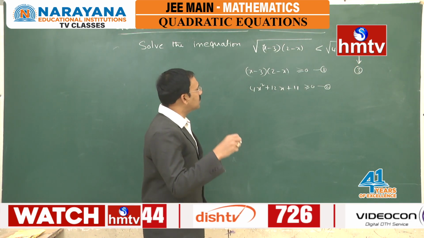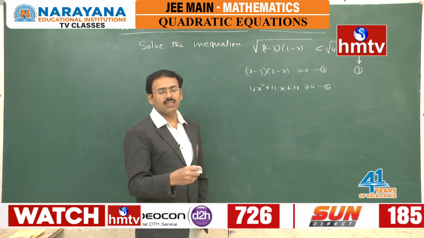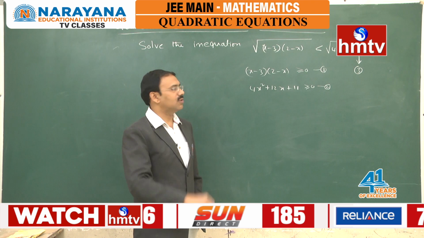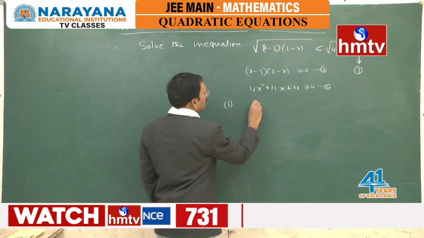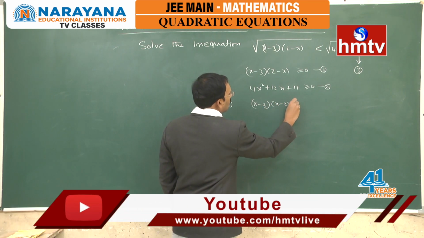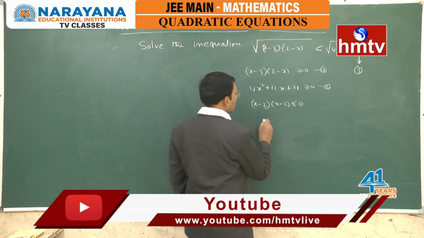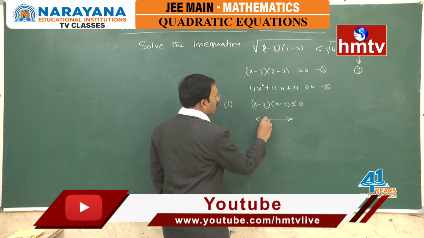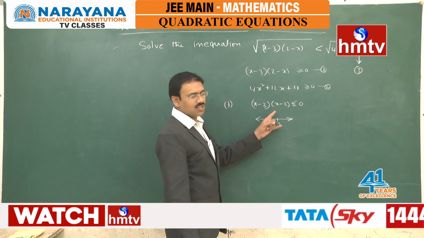Now, we have to see the x which satisfy all the 3 constraints, and we have to take the common solution. For the first one, you see this can be written like (x minus 3) into (x minus 2) less than or equal to 0. By our procedure, plot the small numbers 2 and 3. It is a standard inequation.